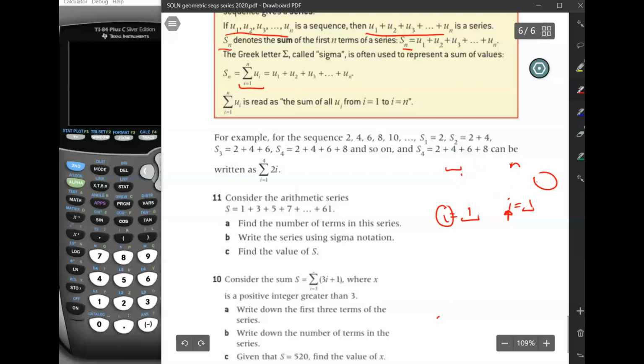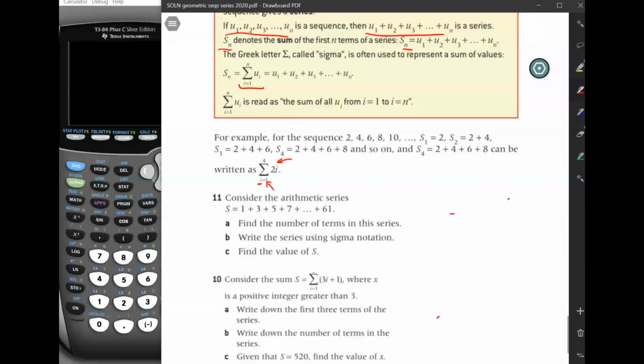So here it says, for example, for the sequence 2, 4, 6, 8, 10, S1 equals 2, S2 equals 2 plus 4, S3 equals 2 plus 4 plus 6, S4 equals 2 plus 4 plus 6 plus 8, and so on. So we could write it also with sigma notation, where again we put I for the index variable, and then we put the first index here and the last index here, because we're going to add the first through the fourth term.